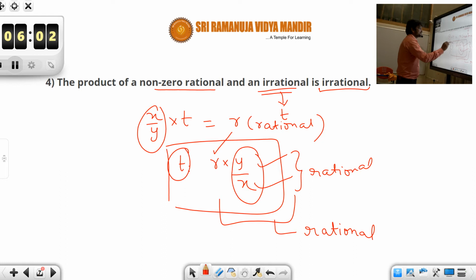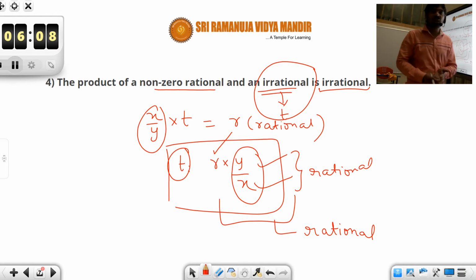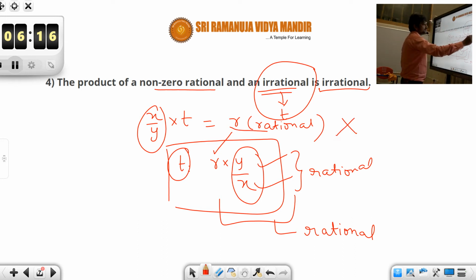But what about t? T is irrational. Can an irrational number be equal to a rational number? The answer is obviously no. So hence, our assumption that this is rational is wrong. So hence, the product of a non-zero rational number and an irrational is always irrational.